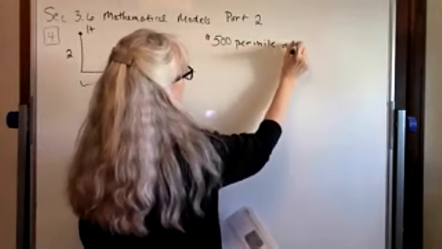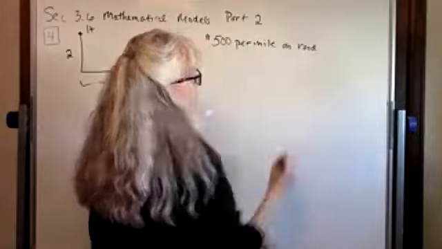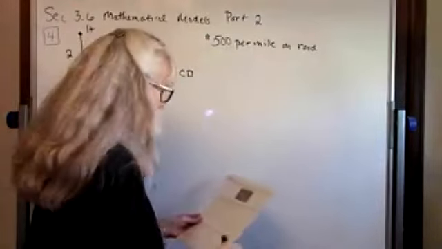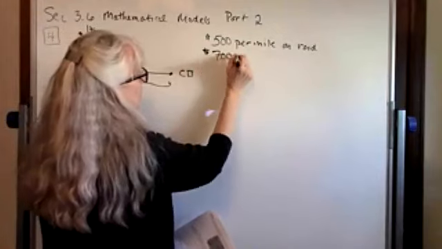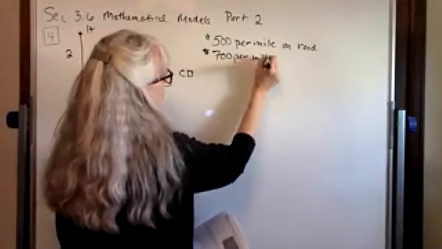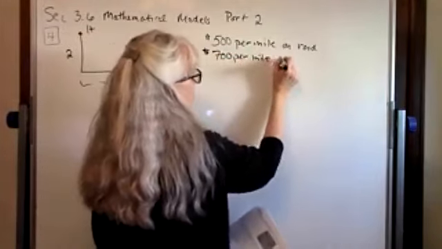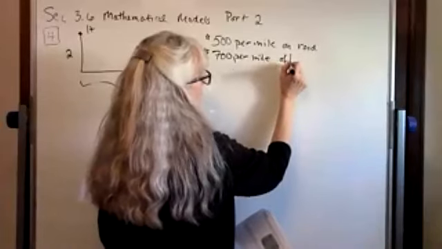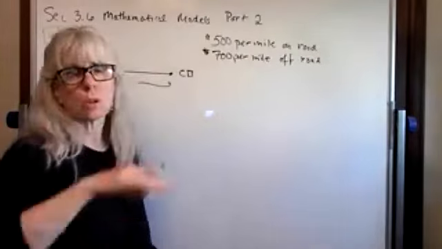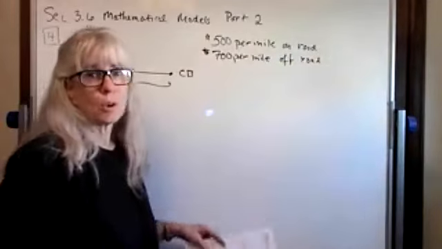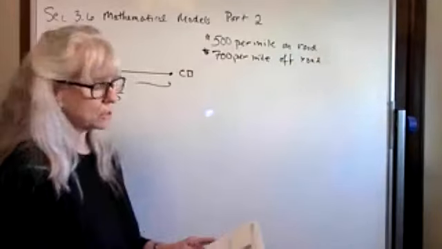If you go along the road, you dig the trench and then bury it back in once you lay the cable. It's $700 a mile if you go over the open land, so off road, which should make sense to everybody. It's more expensive because you're going up and down hills, you might be going around trees. It's more expensive to go off the road.